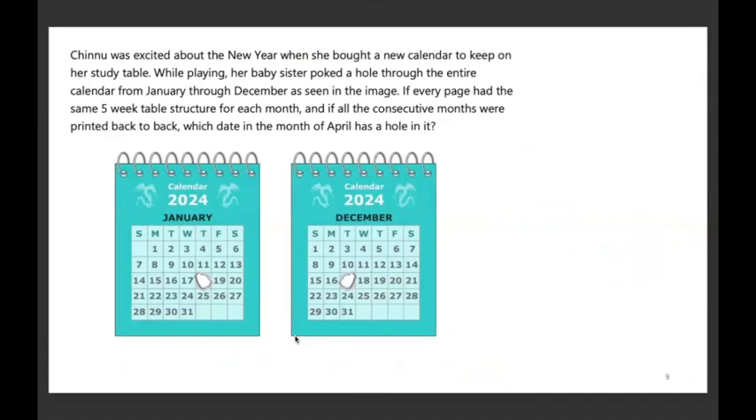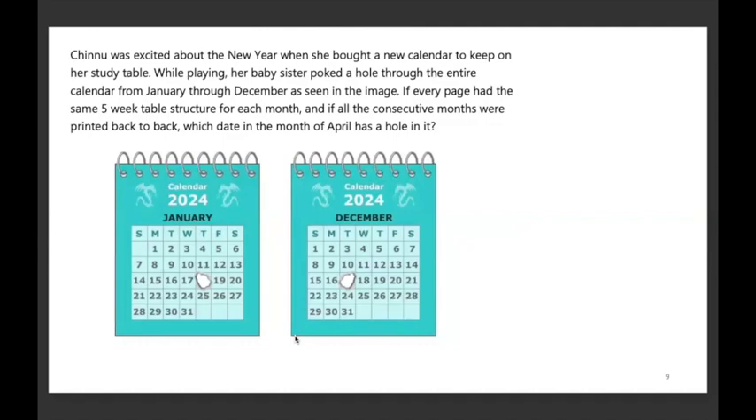Chinu was excited about the new year when she bought a calendar to keep on her study table. While playing, her baby sister poked a hole through the entire calendar from January through December, as seen in the figure. If every page had the same 5-week table structure for each month, and all the consecutive months were printed back to back, which date in the month of April has the hole?